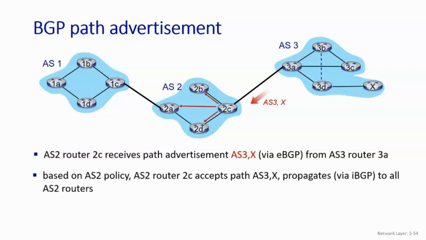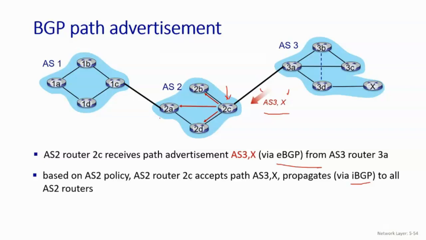If AS2 is allowed to transmit or route the packet through AS3, then this message will be accepted. This message, 3a to 2c, is an eBGP message. After receiving this, if the policy of AS2 allows the routing through AS3, it accepts the packet, and that route is reflected in all other routers in the same autonomous system by means of internal BGP messages as a part of the OSPF protocol.